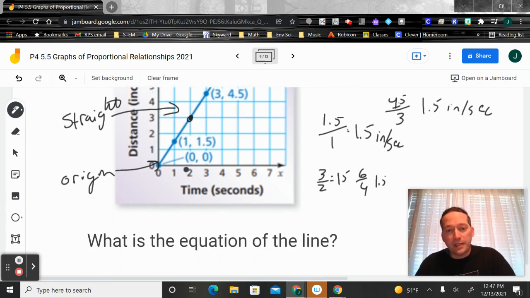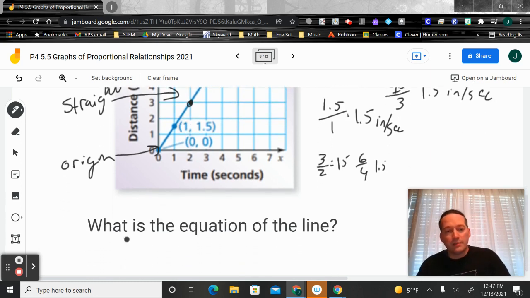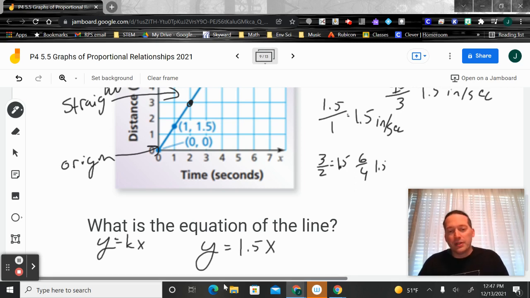So what would the equation be? Well, keep doing this. Y equals kx. My k is always going to be my y divided by x. In this case, it happens to be 1.5. So y equals 1.5x. Now, I don't label this with like, oh, 1.5 inches per second. That doesn't work. Okay, up here it matters. But your equation of the line doesn't get a label. It just gets letters and numbers like this.